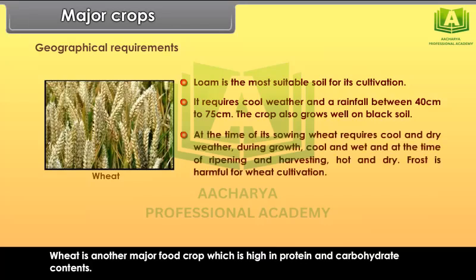At the time of its sowing, wheat requires cool and dry weather. During growth, cool and wet. And at the time of ripening and harvesting, hot and dry. Frost is harmful for wheat cultivation.